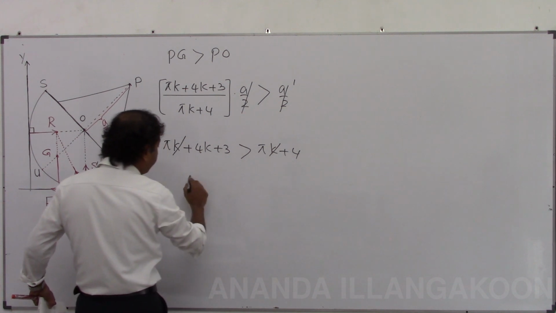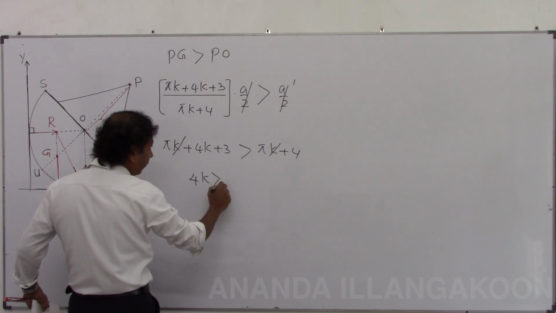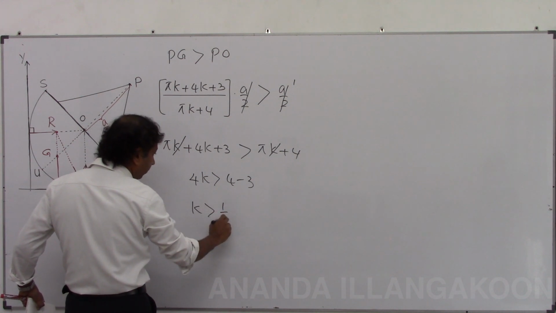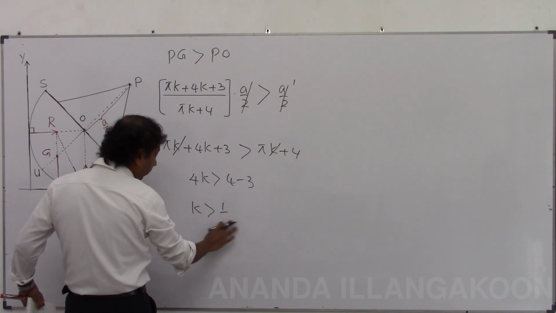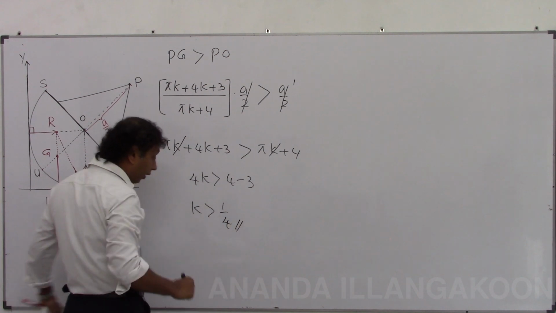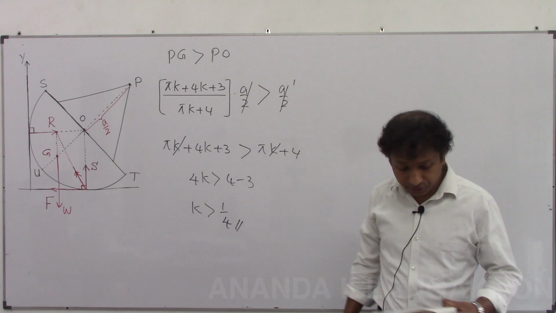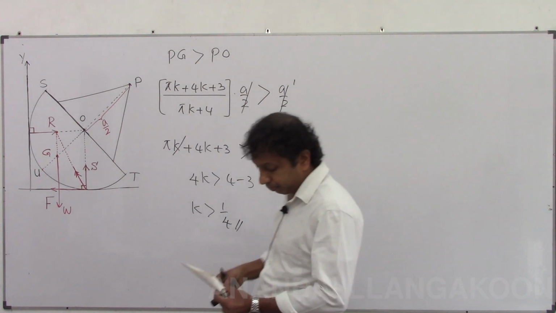Bring it to the right-hand side, then solve for k. k becomes 1 upon 4. k greater than 1 upon 4 is the answer. Right? Okay.